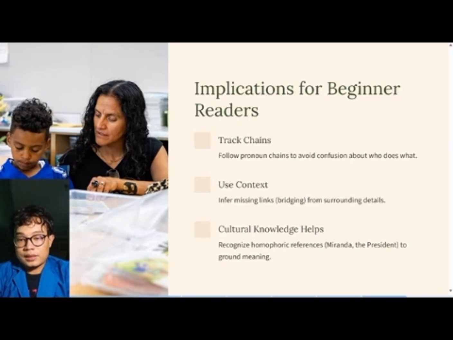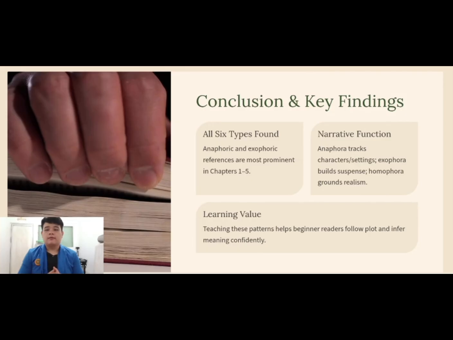And with that, let's bring everything together to our final slides, starting with our major findings. And last but not least, let's look at our conclusion and key findings. Our analysis successfully found all six types of references. Among them, anaphoric and exophoric references are the most prominent in chapters 1 through 5.